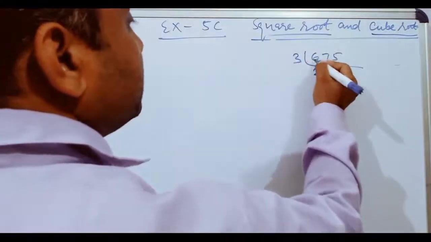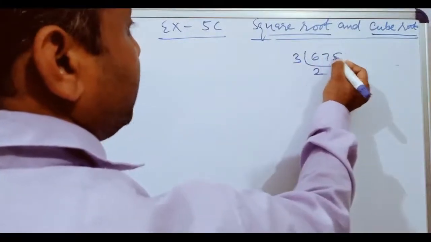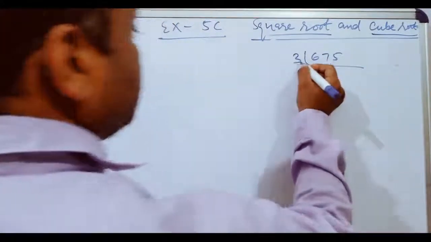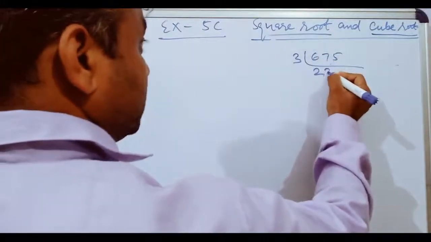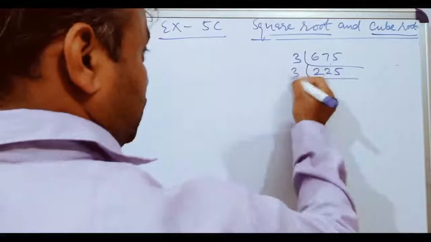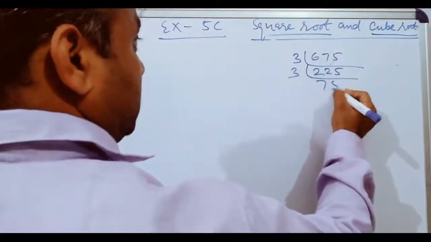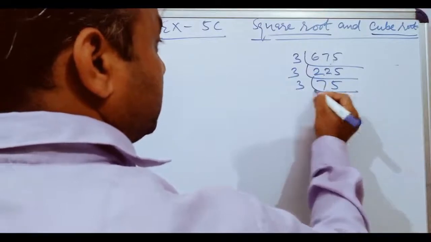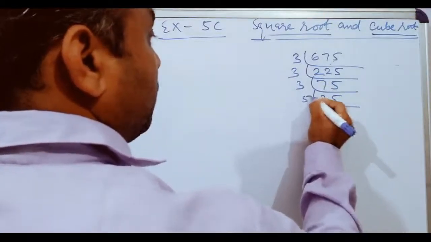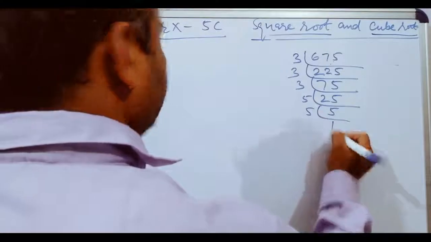By 3. 3 2s are 6, 6 7s are 13, 5 18. 18 is divisible by 3, so this number is divisible by 3. 3 2s are 6, 3 2s are 6, 3 5s are 15, 3 7s are 21, 3 5s are 15, 3 2s are 6, 3 5s are 15, and 5 5s are 5, 5 1s are 1.